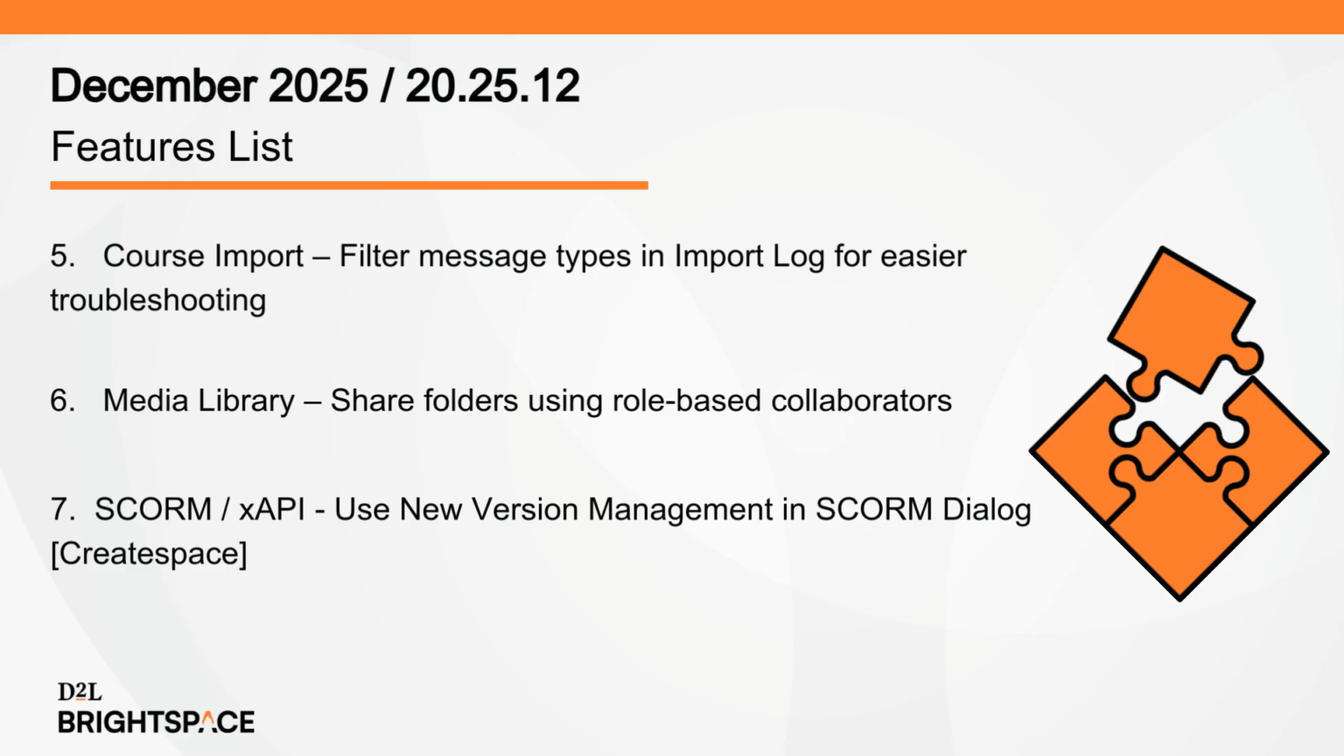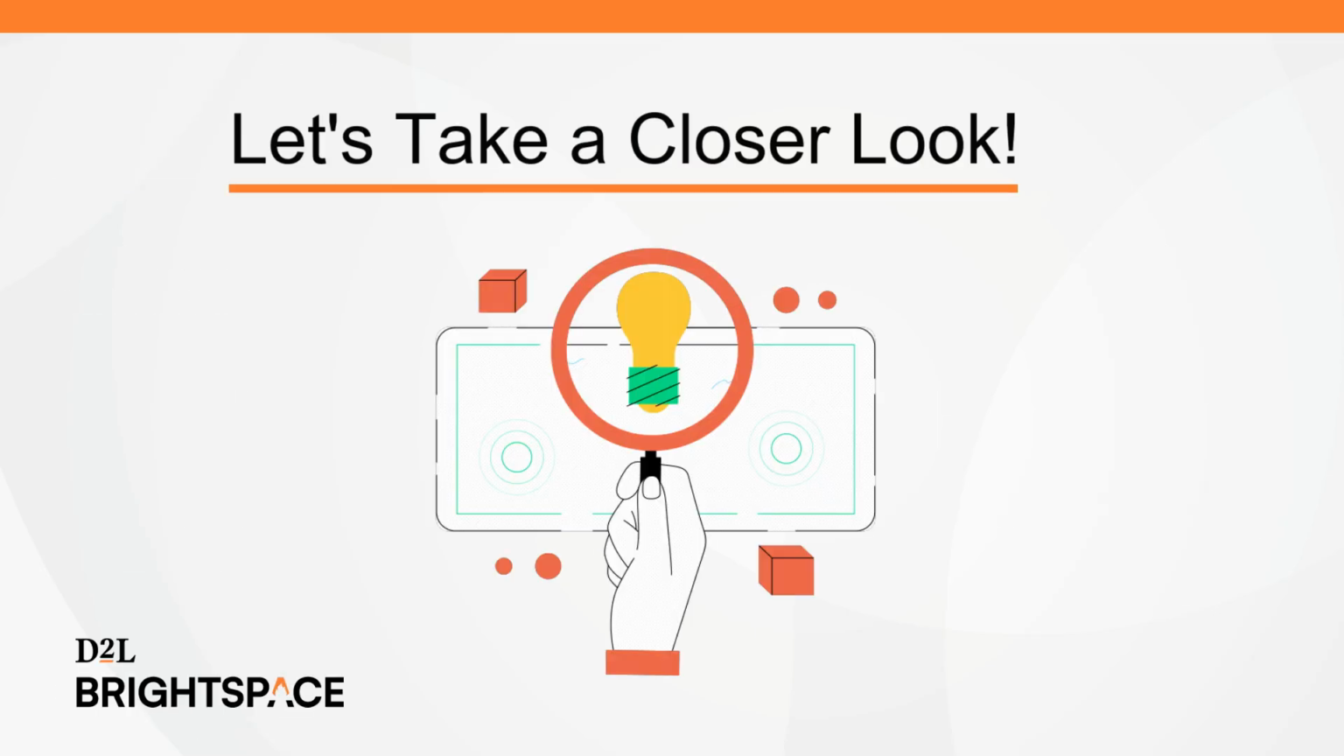The course import history log now includes filtering for message types like errors, warnings, or info, simplifying troubleshooting during course imports. With the media library, instructors and admins can now share folders using role-based collaborators. And in the content tool, instructors can now manage SCORM and xAPI versions through a modern interface. To wrap things up, we'll take a quick look at changes to other key features and share some important announcements. Let's take a closer look at this month's features.